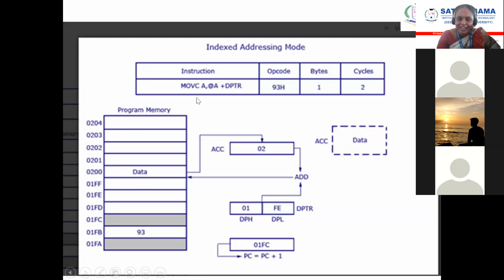Once again I will represent it. But here C stands for what? Code memory. Actually, in the code memory, A plus DPTR it will calculate. A plus DPTR means accumulator value plus DPTR. That will add both values and it will calculate the address. And what is my address? 0200. In that 0200, what is the value stored? Data. That particular data will move to the accumulator.